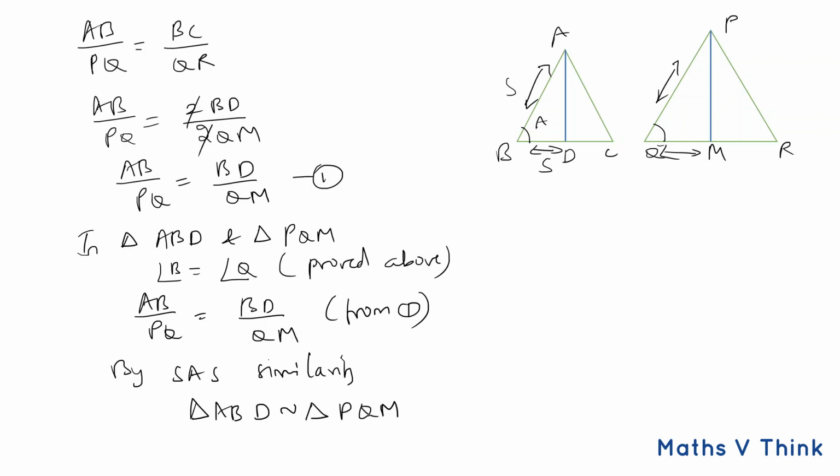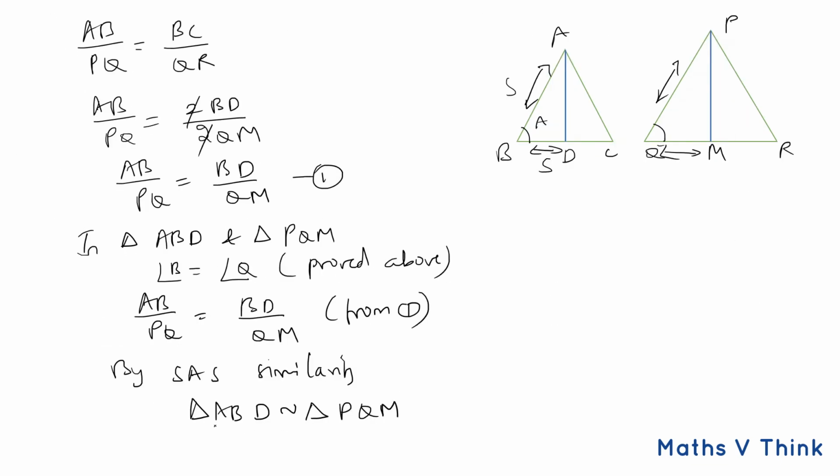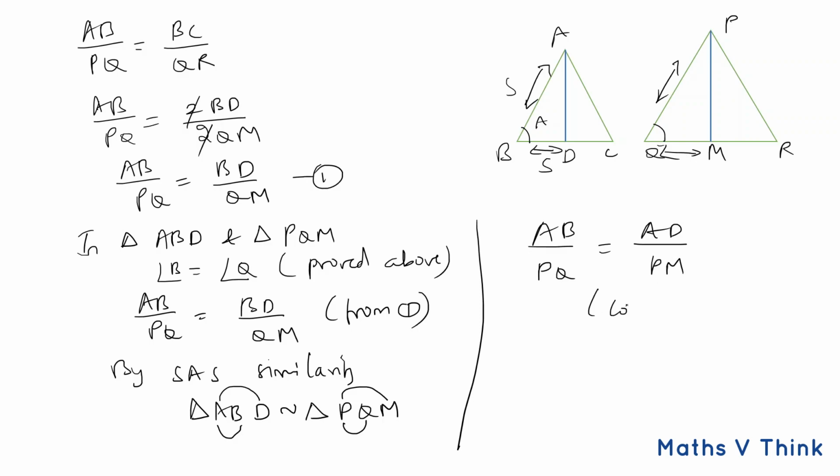Now I proved the similarity. So now go to prove. They gave AB by PQ. So mark the sides. AB by PQ is equal to AD by PM. So I can tell AB by PQ is equal to AD by PM. Nothing but corresponding sides are proportional. So we proved, hence proved.